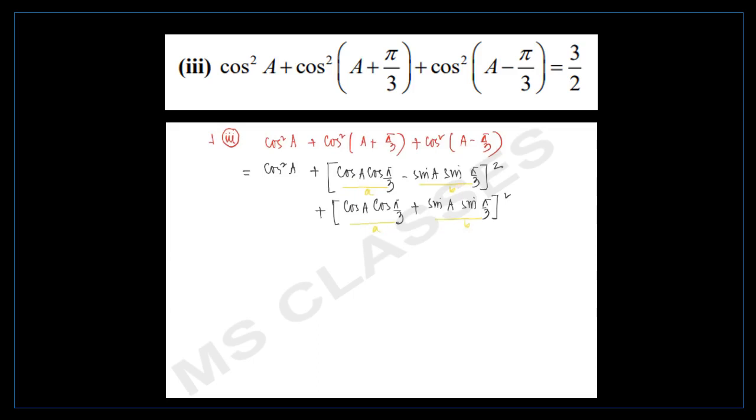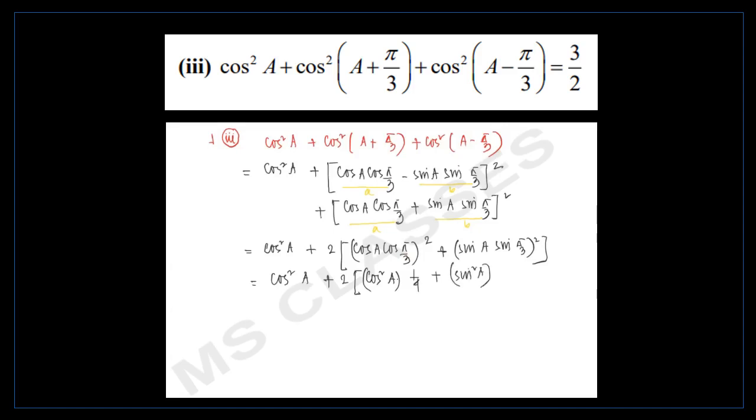So what can we write here? (cos A cos π/3)² plus (sin A sin π/3)², with a factor 2. This is cos²A plus 2 into cos²A, and cos π/3 is 1/2, so it's 1/4, plus sin²A into 3/4.